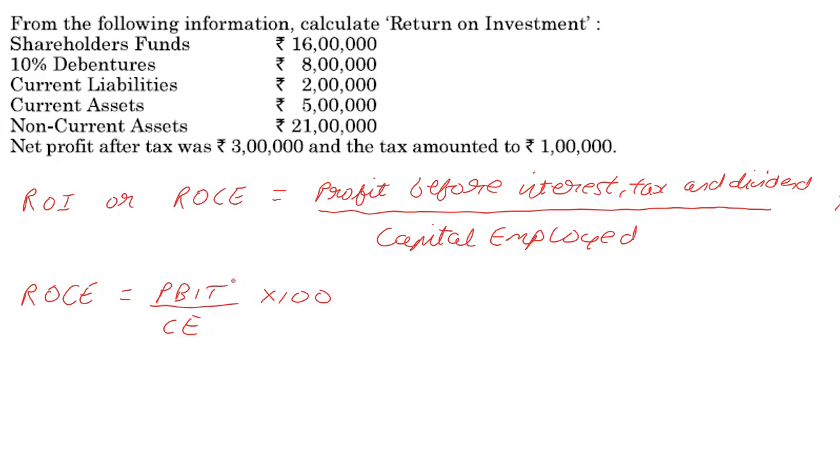Anyway, what's being given to us in the question is net profit after tax is 3 lakhs and tax amounted to 1 lakh. Think of it like this: we had profit before tax, from that we subtract tax, we get profit after tax. But there is a step before any of this, under expenses.